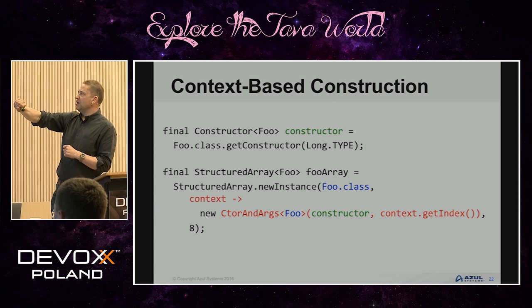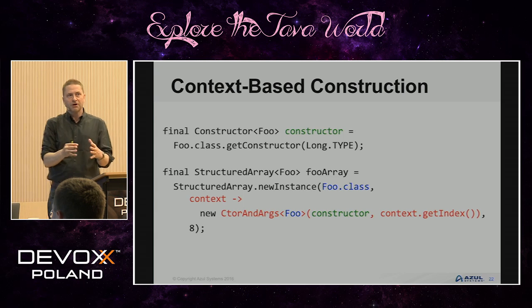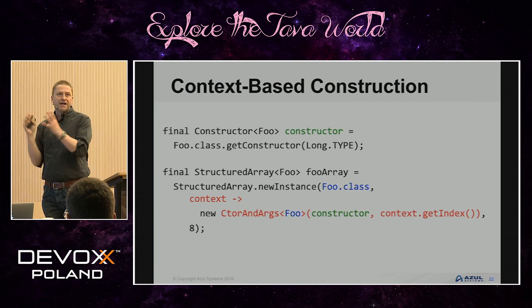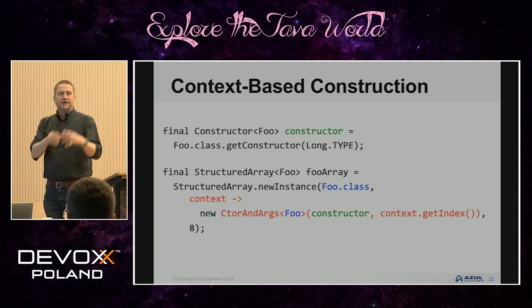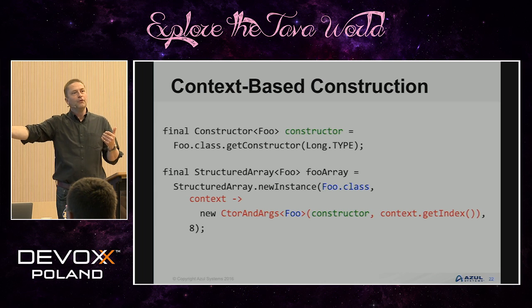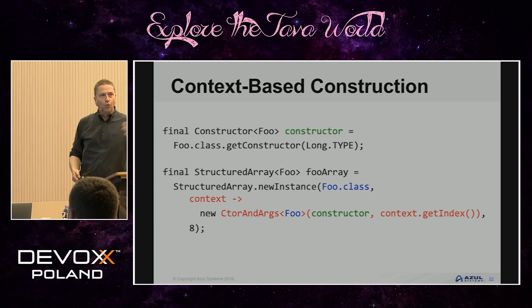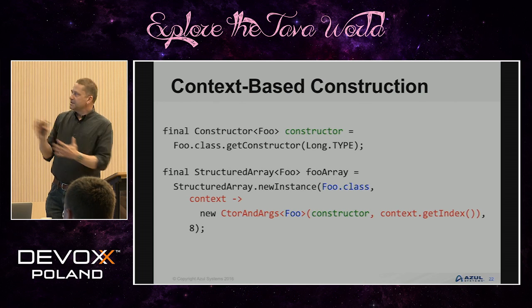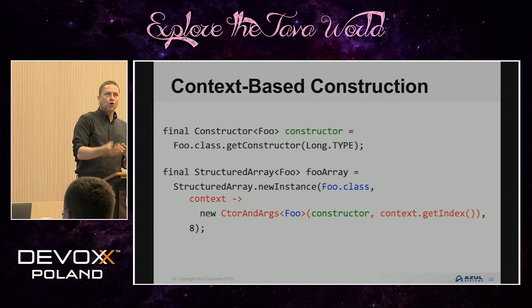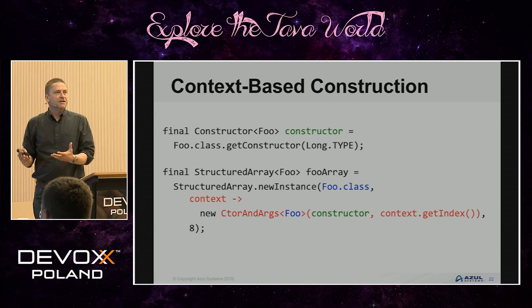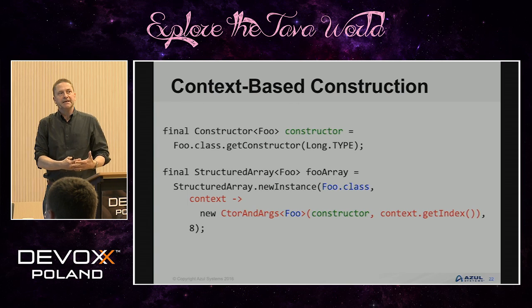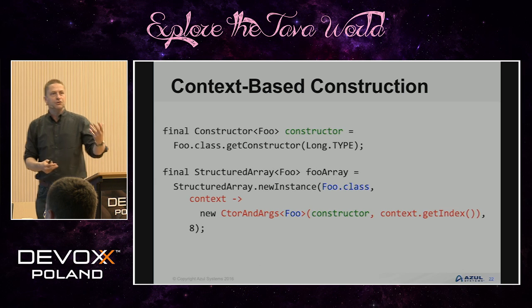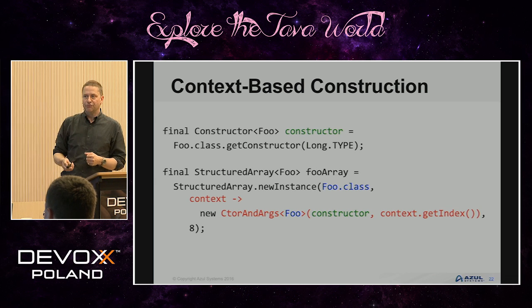we can create a new constructor and args of type foo using the constructor and using the context to retrieve the index of that. So that's the value that will be passed to the constructor in order to construct all of those objects as we create the structured array. So all of them will get their index passed as a parameter to the constructor. Now that's a very simple example. Obviously, if you're trying to do more complex things, then you can use more complex versions of this. But you have the flexibility to be able to construct those objects using specific parameters when you construct the structured array.